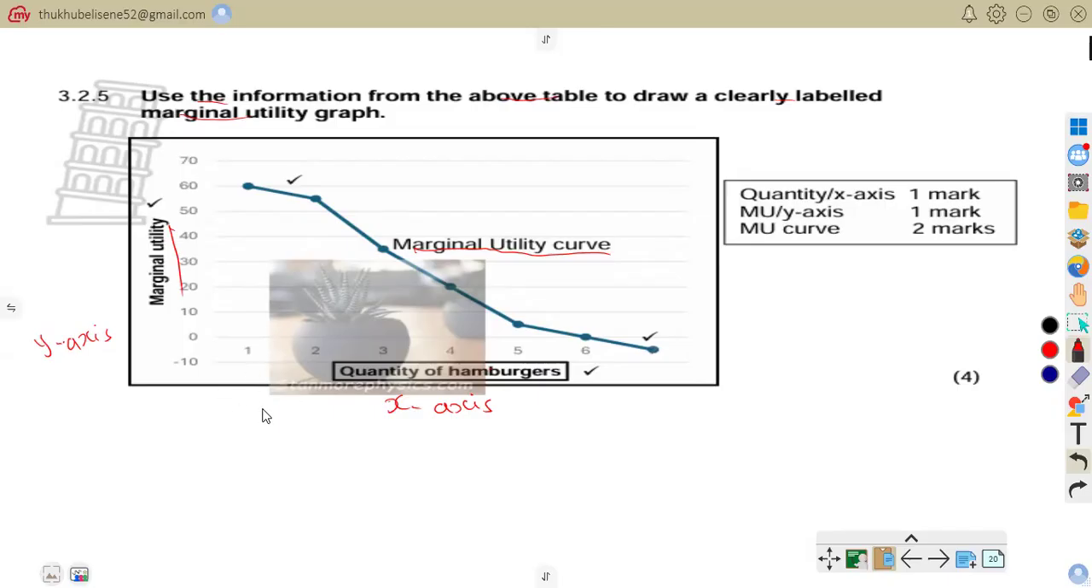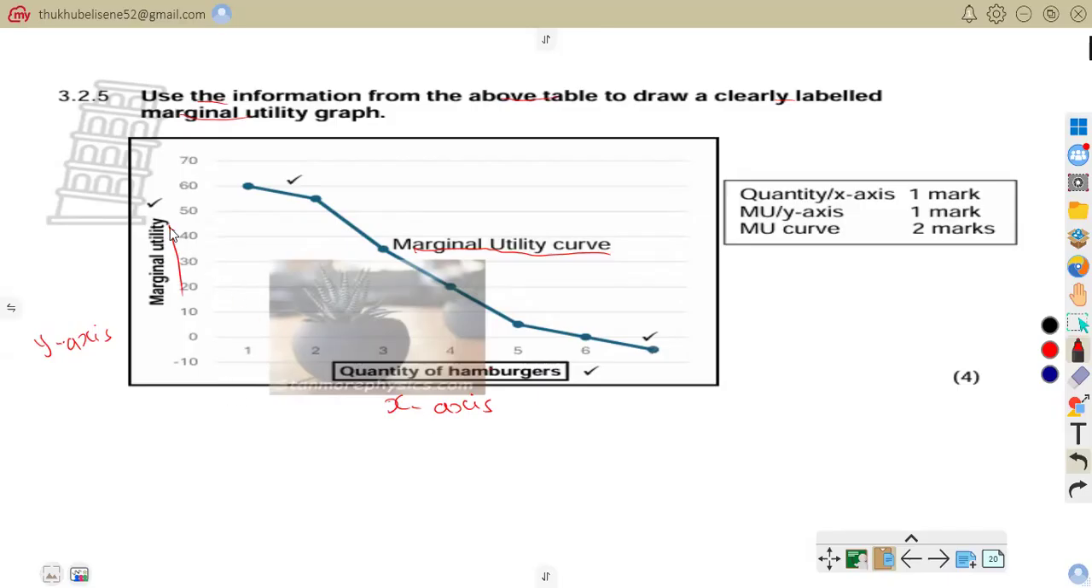Hope we understand. So the shape of the graph, as you can see, the curve is downward sloping. In short, the curve is downward sloping, meaning as the number of hamburgers increases, the extra satisfaction decreases. Hope we are clear on that.